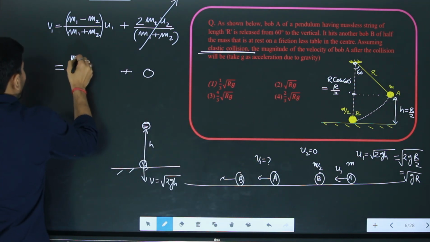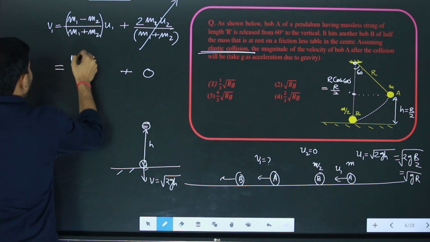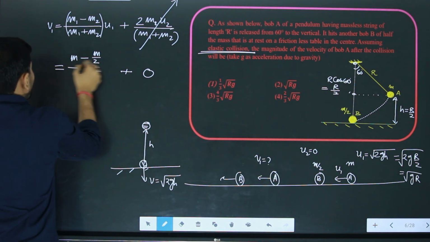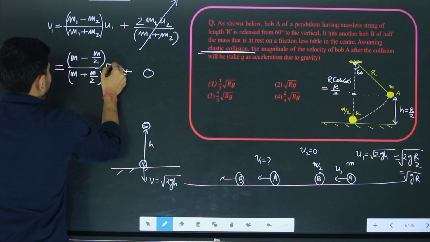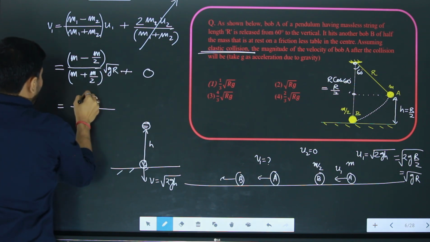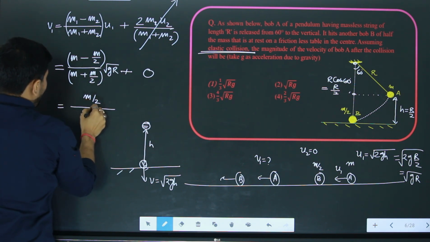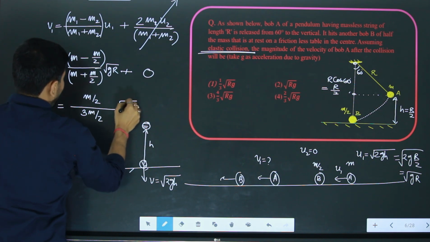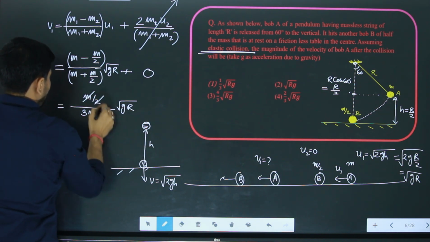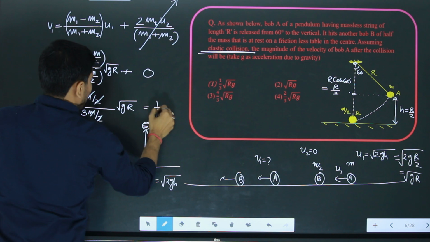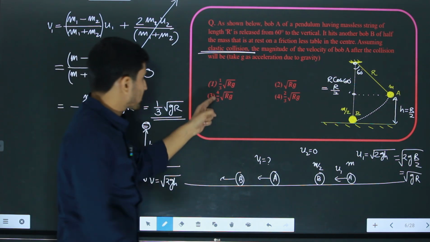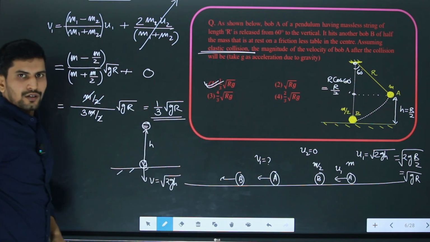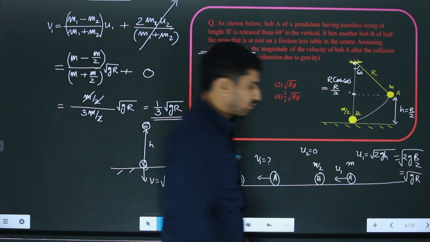We will put it here. M is the mass of A, M2 is the mass of B, which is m by 2, so m plus m by 2, and this is square root of gr. So this is m by 2, this is 3m by 2, and this is gr. So the answer is equal to 1 by 3 multiplied by square root of gr. So this is the correct option, option A. Right? Now let's move to the next question.